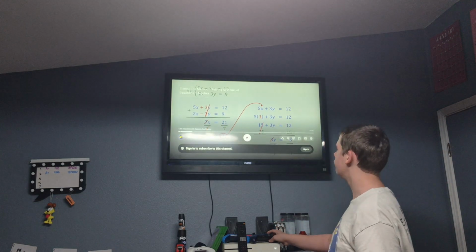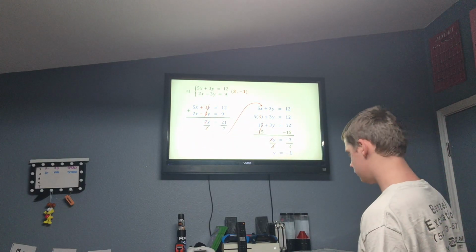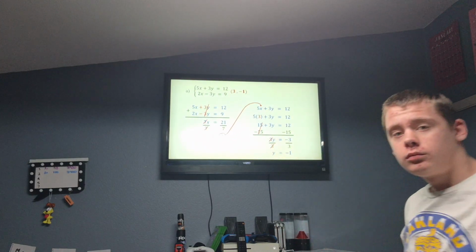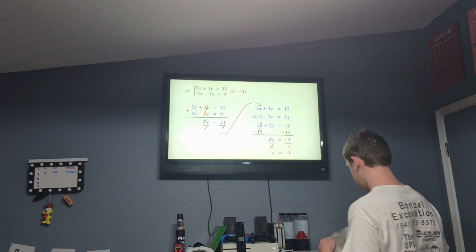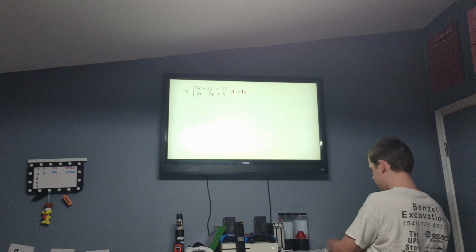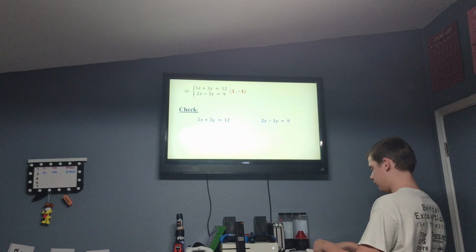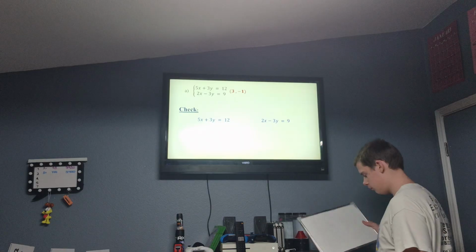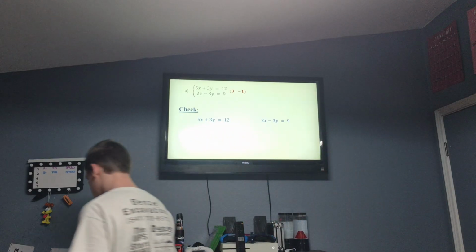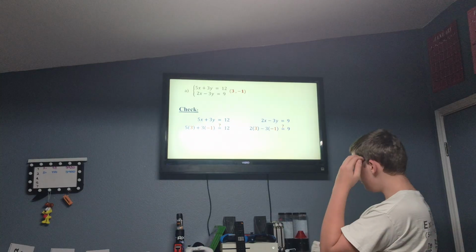Okay, let's go on. As an ordered pair, 3, negative 1, with x equal to 3 and y equal to negative 1. If you were to plot the graphs of these two equations, the lines would intersect at the point 3, negative 1. We can confirm that this ordered pair is a solution to the system by substituting it into both original equations. Substitute 3 for x and negative 1 for y.